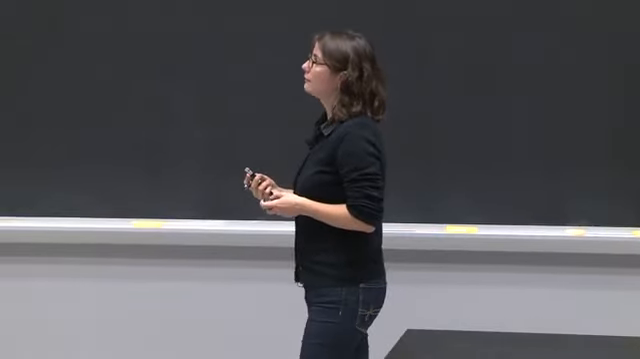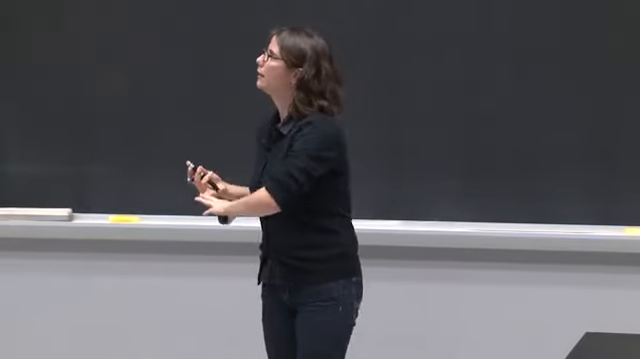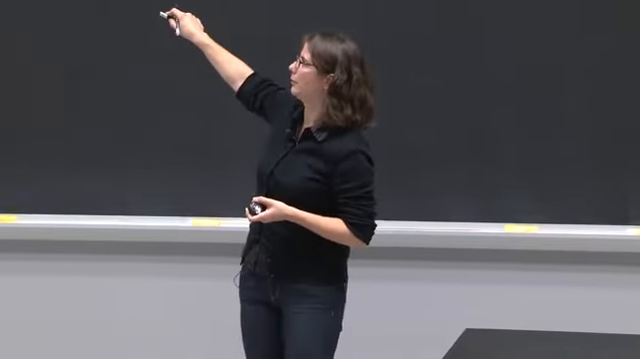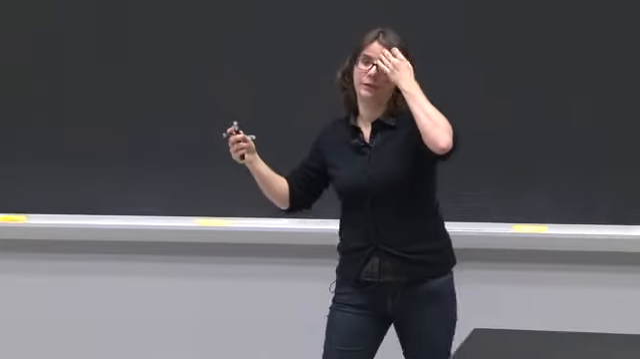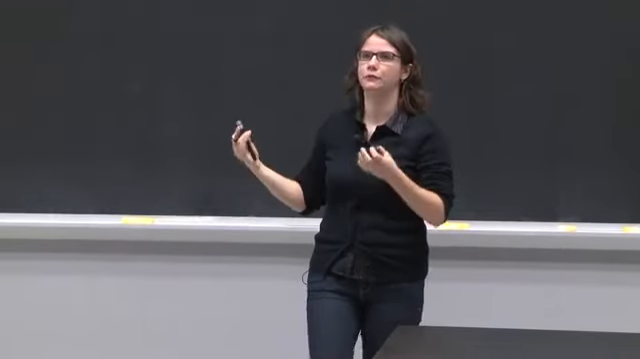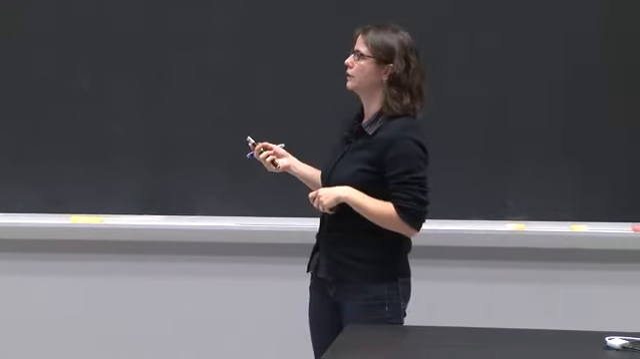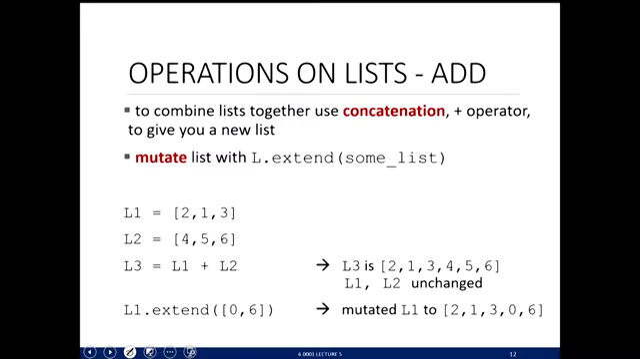Okay. So we can add things to the end of our list. We can also combine lists together using the plus operator. The plus operator does not mutate the list. Instead, it gives you a new list that's the sum of those two lists combined. So in this case, if L1 is 213 and L2 is 456, when we add those two lists together, that's going to give us an entirely new list, leaving L1 and L2 the same. And that's why we have to assign the result of the addition to a new list. Otherwise, the result's lost.